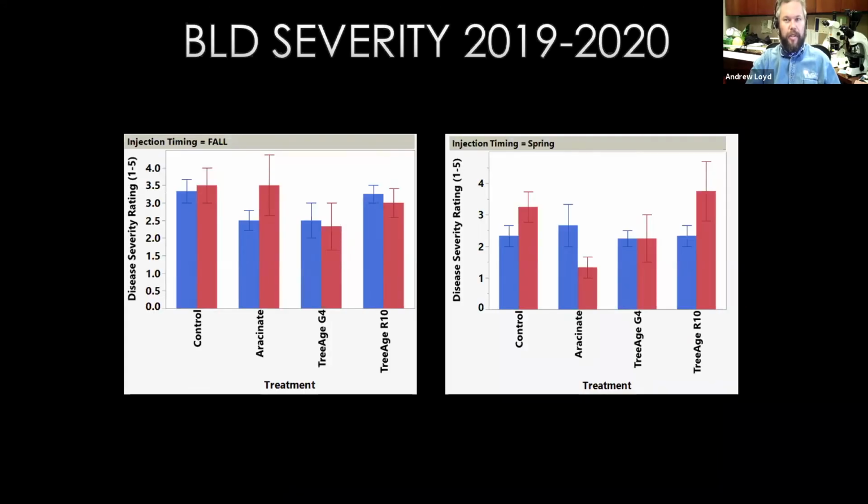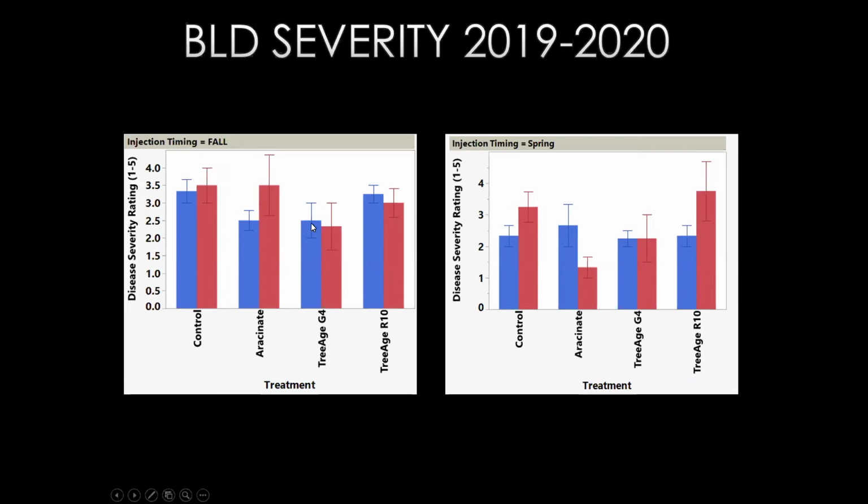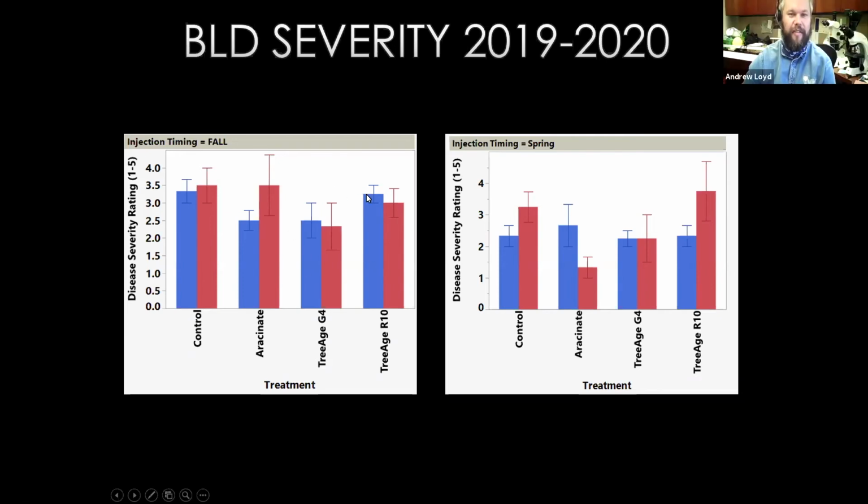Well, fast forward to 2020, I wasn't able to go because of COVID-19, but our collaborators at the Holden Arboretum rated our trees again. And this is separating out whether it was a fall injection or a spring injection. And if we look at the disease severity, 1 being healthy, 5 being more than 75% of the canopy has symptoms, we can see that while the trees did not seem to get worse with the fall injection of emamectin benzoate, whereas numerically the aracinate and the control did, there was no improvement necessarily. So even though we had lower numbers of nematodes with the emamectin benzoate trial, we didn't see an improvement.